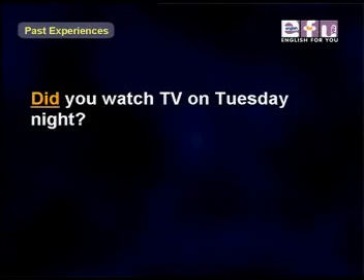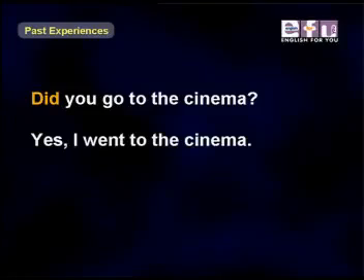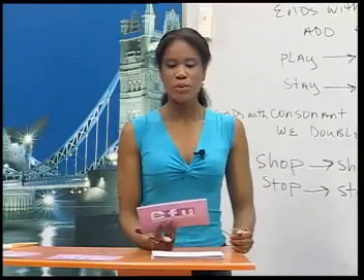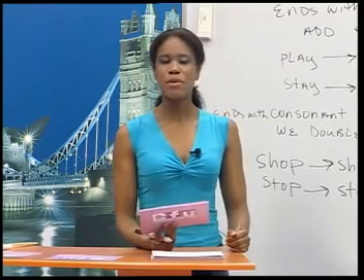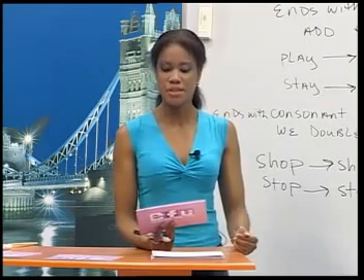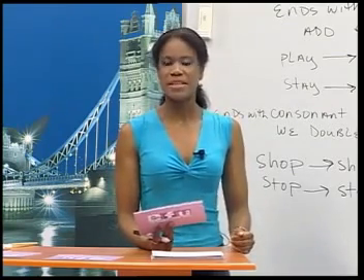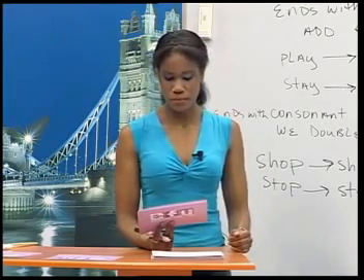Did you watch TV on Tuesday night? Yes, I watched TV. Next example. Did you go to the cinema? Yes, I went to the cinema. When we want to ask yes, no questions, we use the helping verb did or didn't, but we don't change the main verb. In this case, the main verb is watch, so it stays in its simple form.